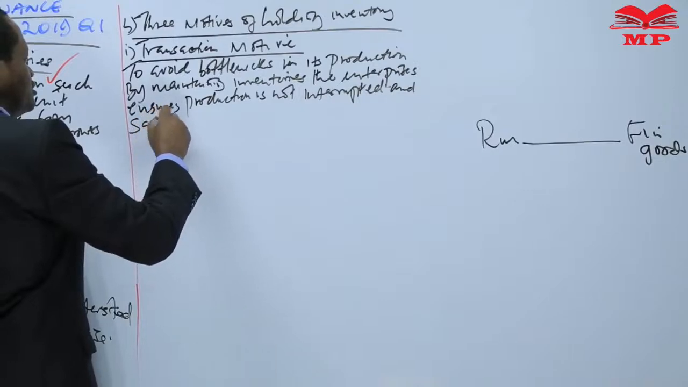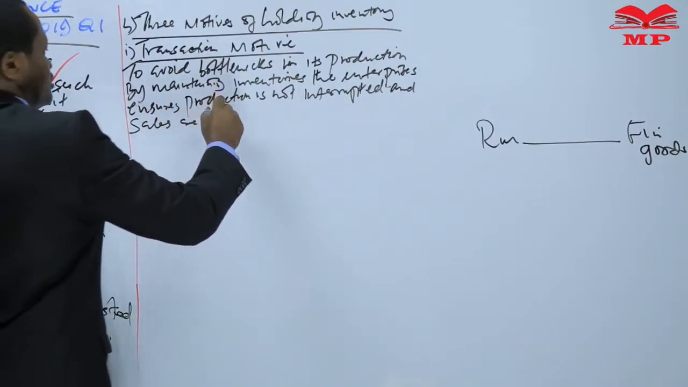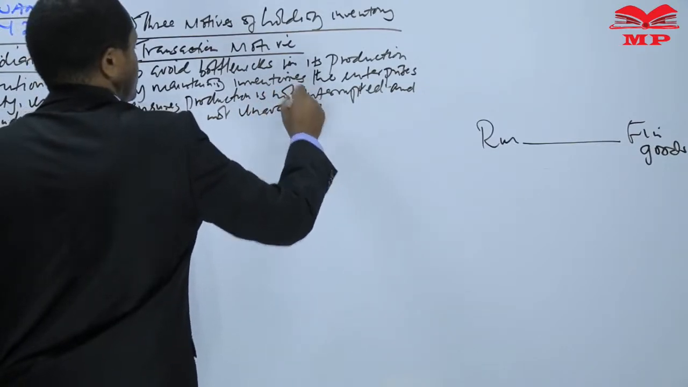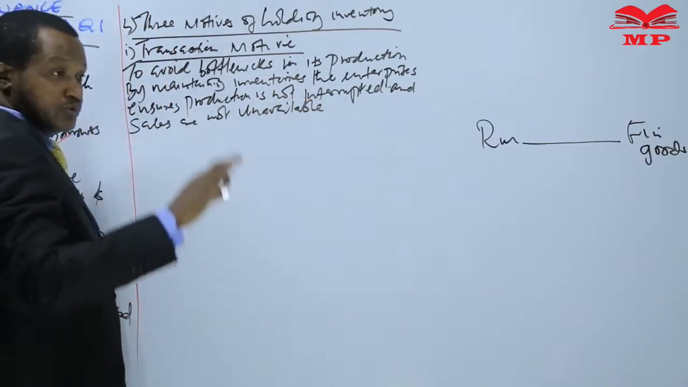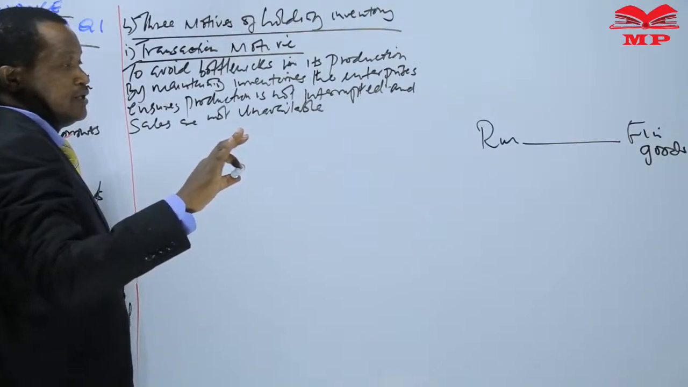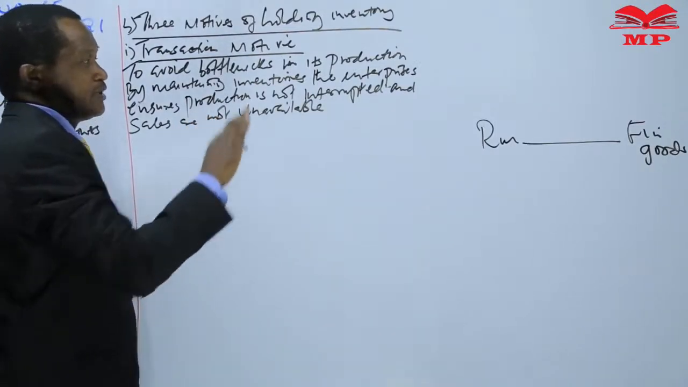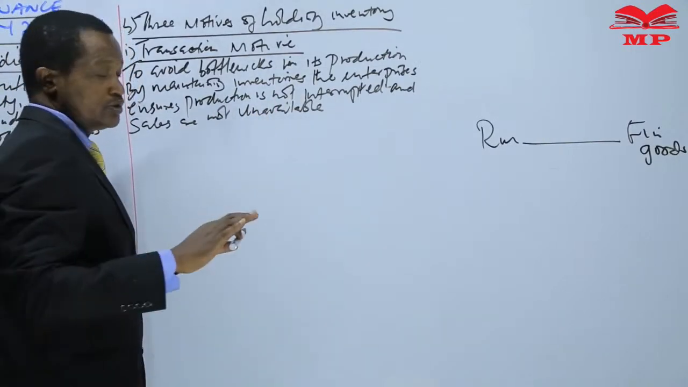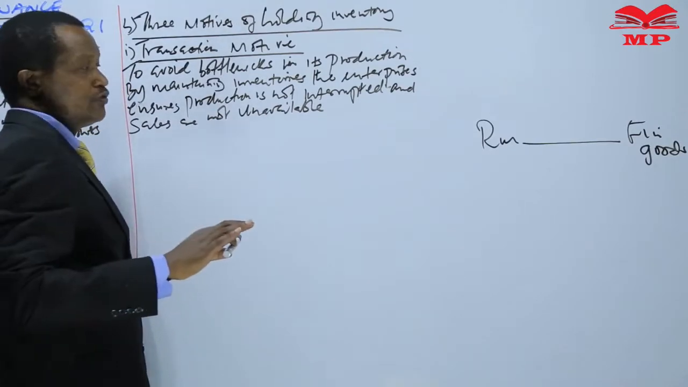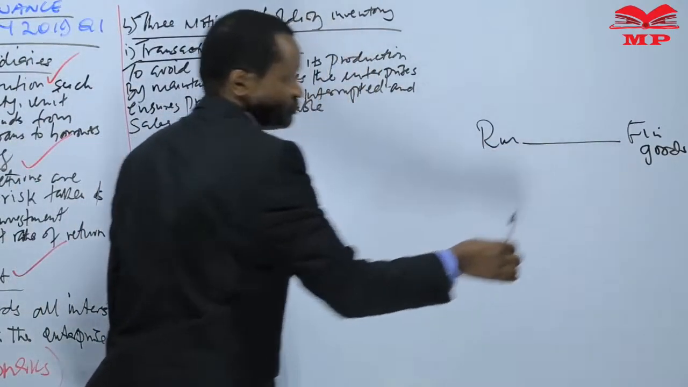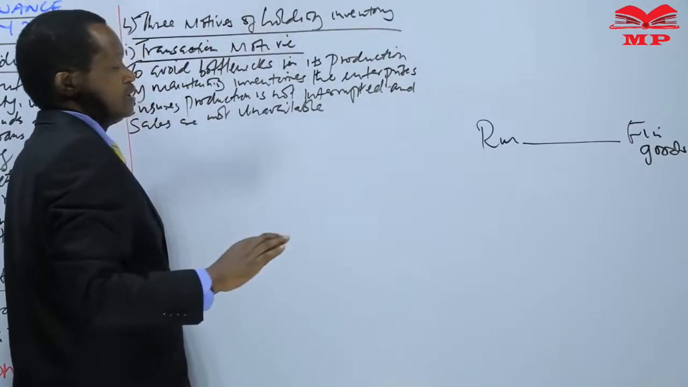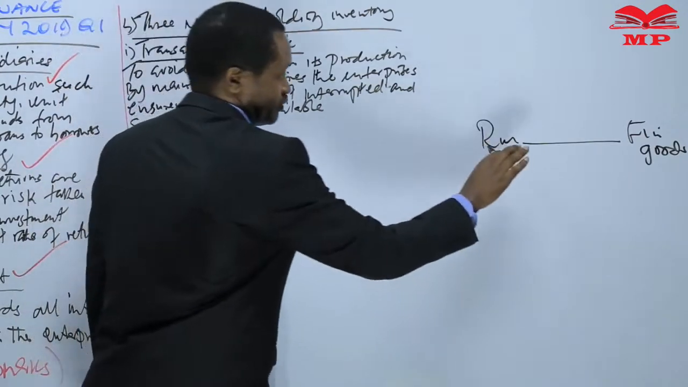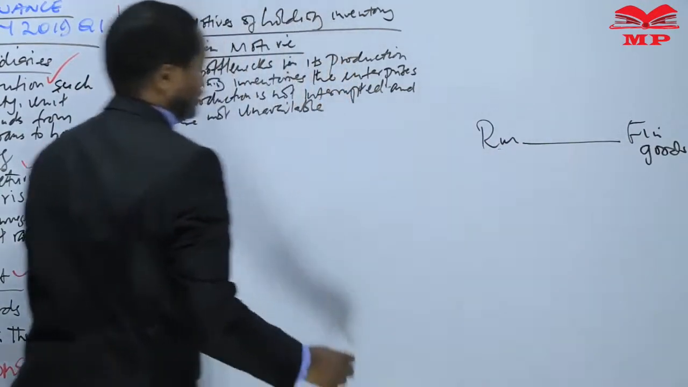sales are not unavailable, because there are two things here. There should be no interruption in supply of raw materials. If there is no interruption of supply of materials, then there will be no interruption of availability of finished goods. So there are two perspectives: the aspect of the raw material and the finished goods.